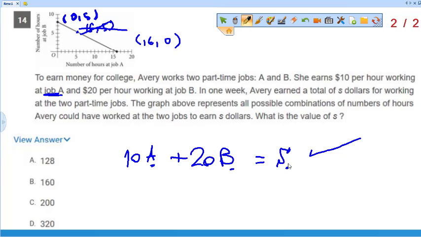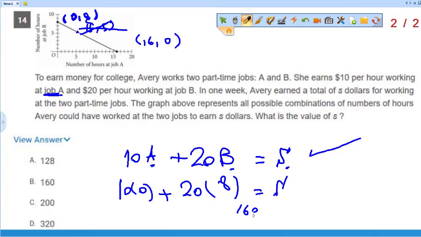I need the total amount of money she is going to earn if she works part-time in job A and in job B. I'll substitute with the point (16, 0): 10 times 16 plus 20 times 0. It means my summation is 160. If I substitute with the other point, do they give me the same amount? Yes. 10 times 16 makes 160, 20 times 0 makes 0. It means S is also 160.